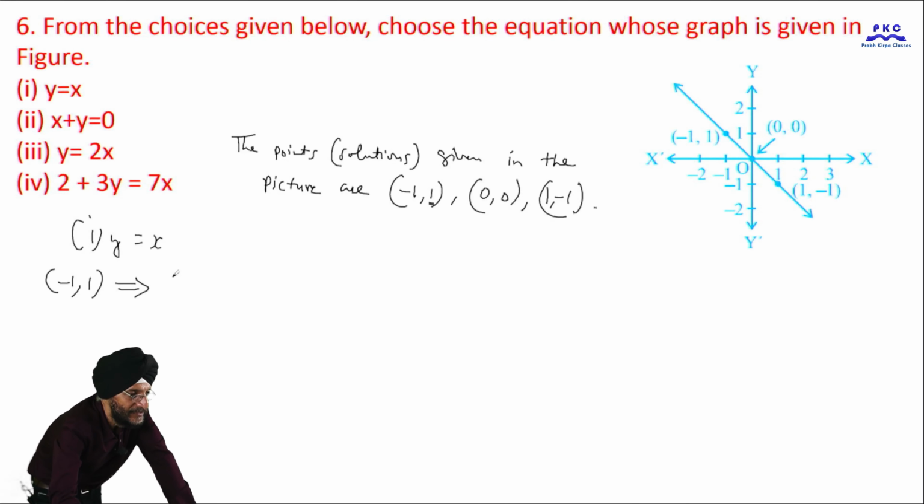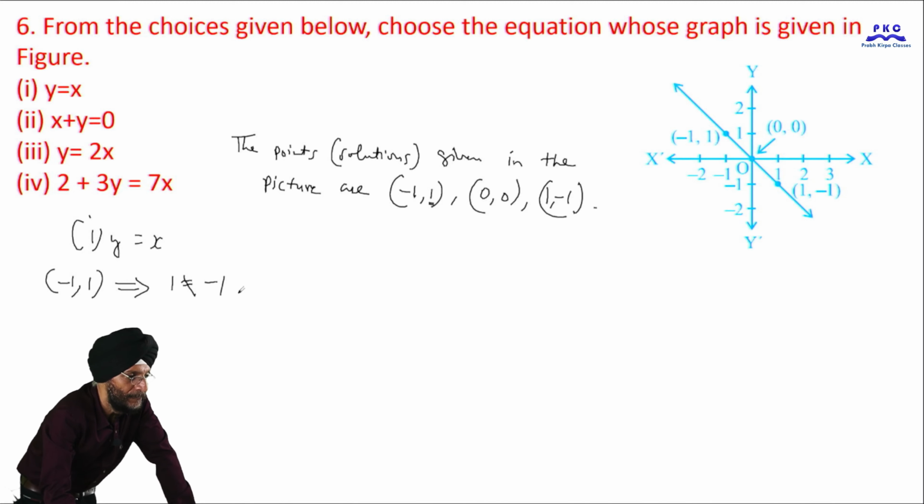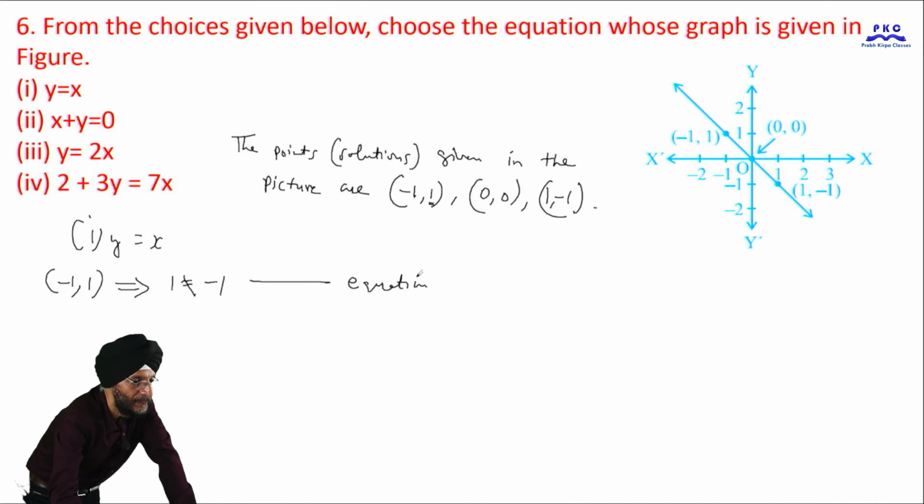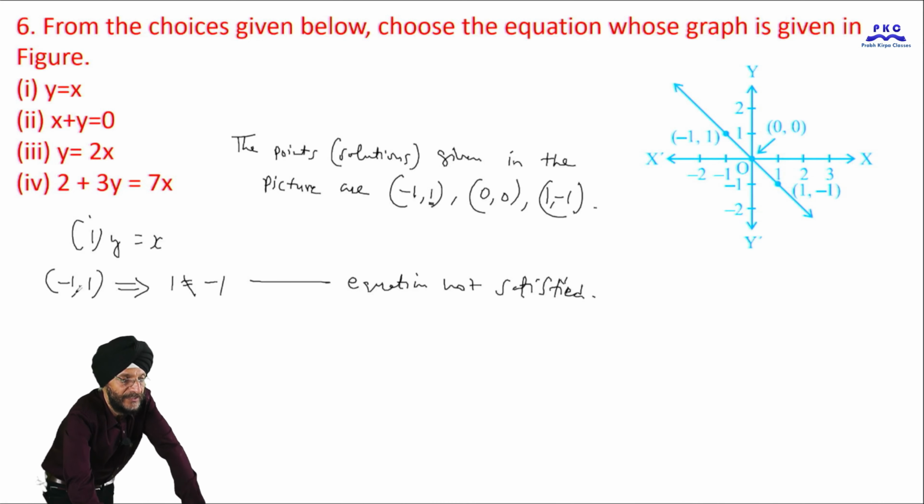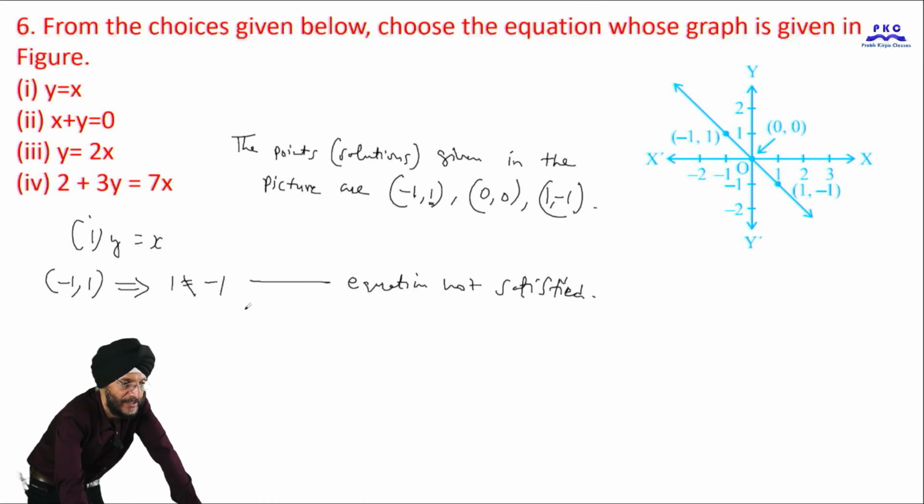In the case of y = x, y is 1, x is -1. So here x is not equal to y. Equation not satisfied, because x cannot be equal to y. Here 1 is equal to -1 has been shown, so here it is not applicable.